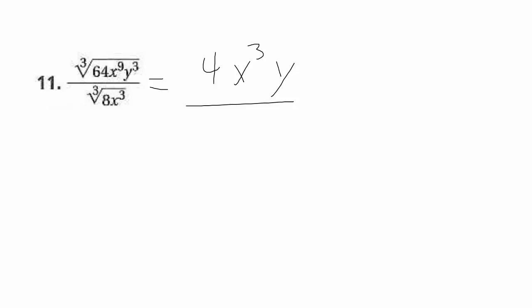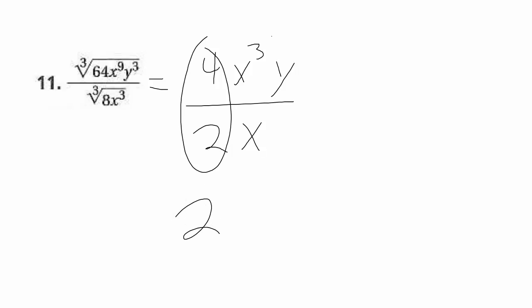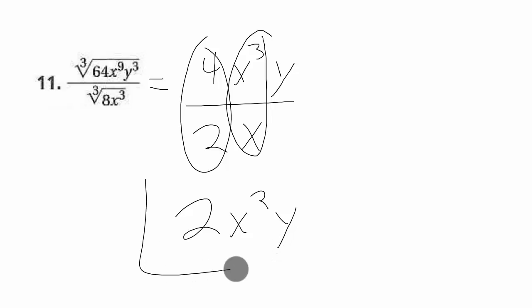The cube root of 8 is 2. Take this 3 power and divide it by this index 3, you get 1. So we get this right here, but this could be simplified. 4 divided by 2 is 2. X cubed divided by x, you subtract the powers. 3 minus 1 is 2, so you get x squared. And then the y is hanging out right there. And we're dealing with a cube root right here, so there's no need to even consider using any absolute values, but this is your answer.